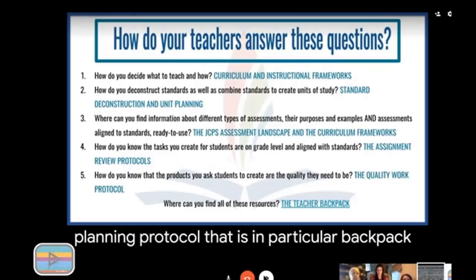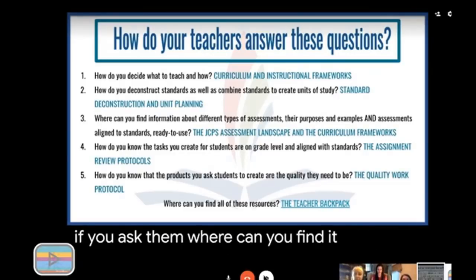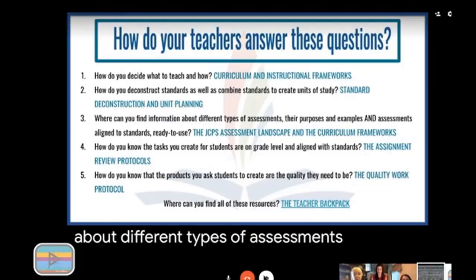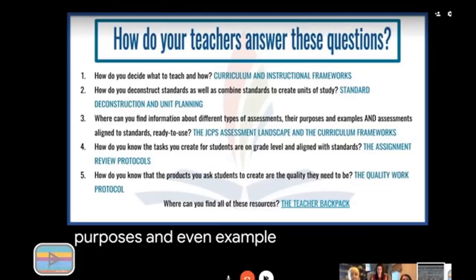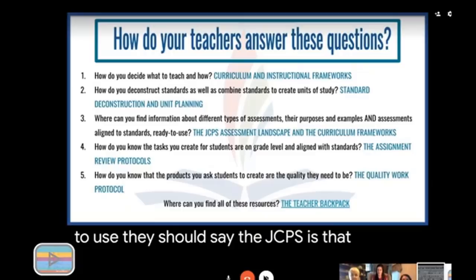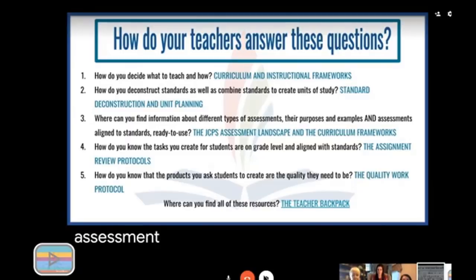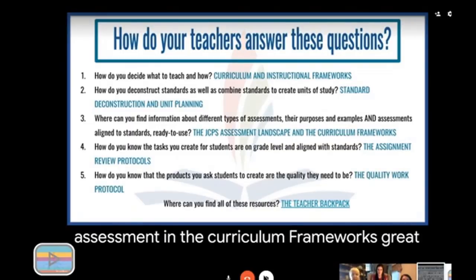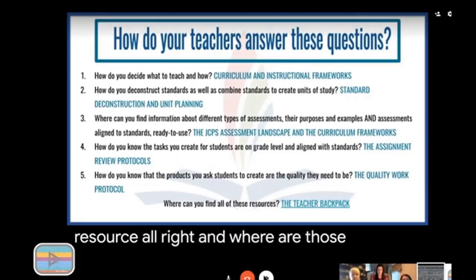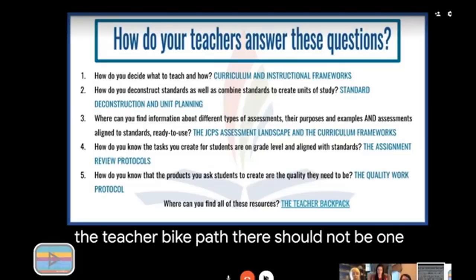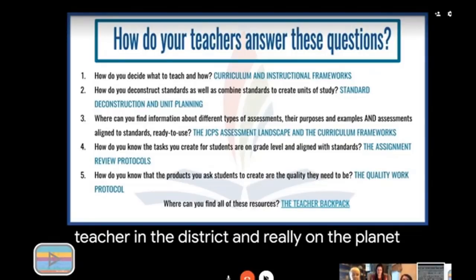If you ask them, where can you find information about different types of assessments and their purposes and even examples? And where can you find assessments aligned to standards ready to use? They should say the JCPS assessment landscape and the curriculum frameworks. I bet lots of people didn't even know there were assessments in the curriculum frameworks. Great resource. And where are those? They're in the teacher backpack. There should not be one teacher in the district, and really on the planet, in my opinion, that does not access our teacher backpack. I think it is that good. So make sure your teachers have that.